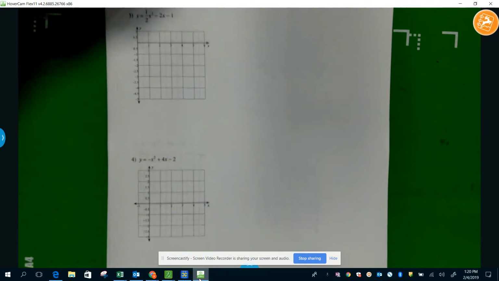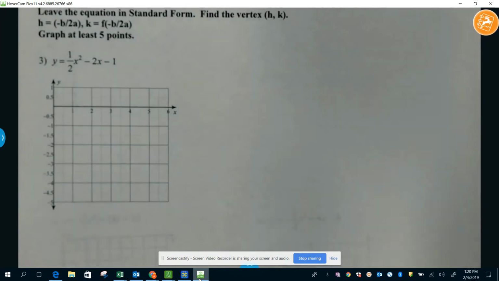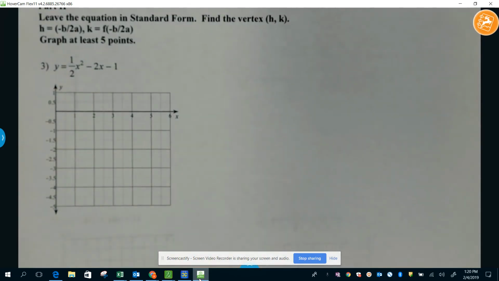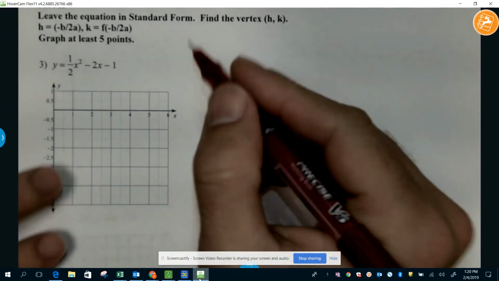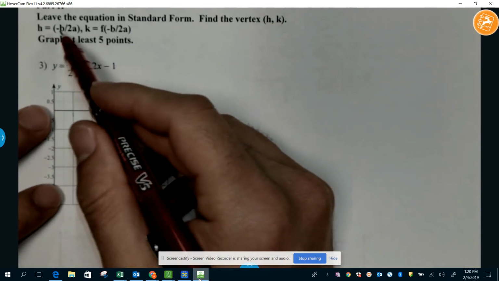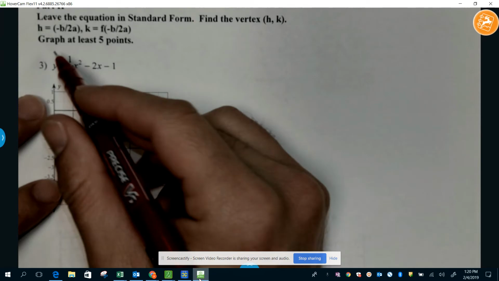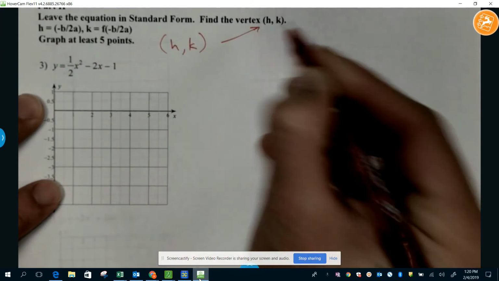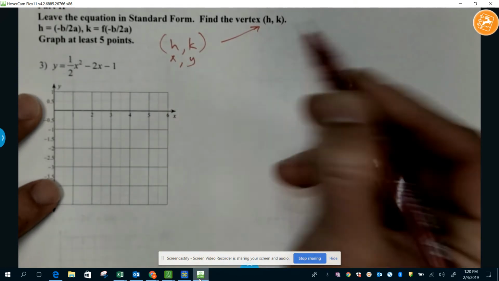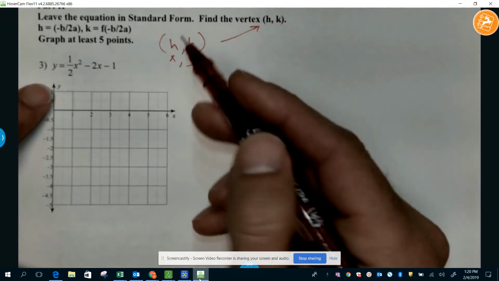Okay, so that's transforming it from standard form to vertex form. All right, now here, if we're not transforming it, we want to leave the equation in standard form. We need to find the vertex. So our vertex is going to be -b divided by 2a. That's going to be the x value of my vertex, or my h. The vertex is h and k, which is really the x and the y. So to find the x, it's -b over 2a.